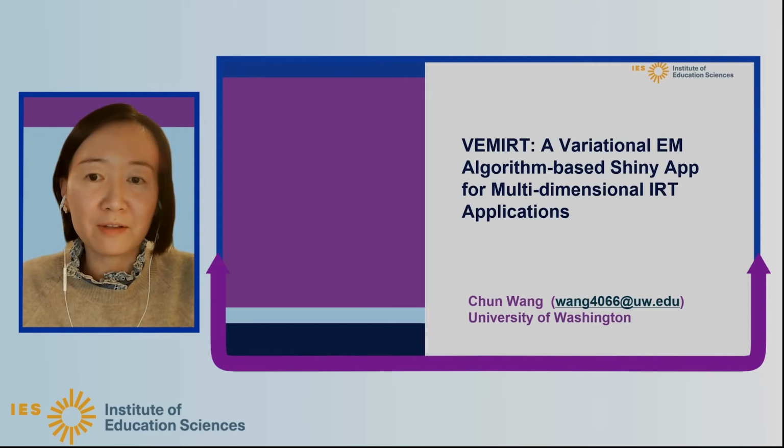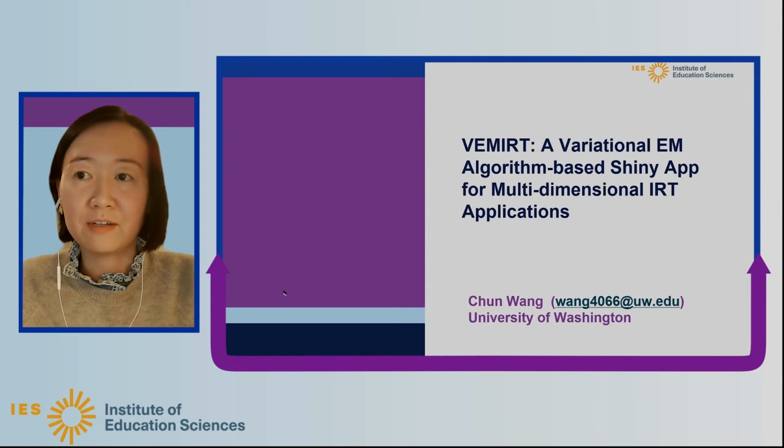So hello, everyone. My name is Chen Wang, and I'm from University of Washington. So today I want to introduce a Shiny app that we've been developing over the past couple of years. It's called VMERG, which stands for a variational EM algorithm-based Shiny app for multidimensional IRT applications.